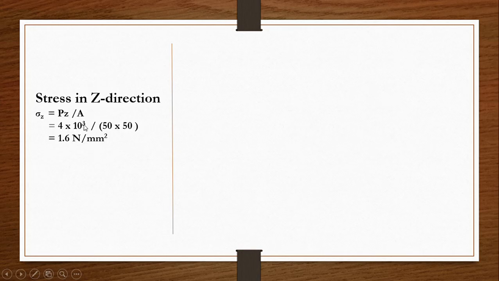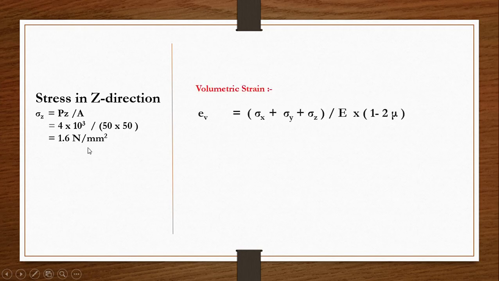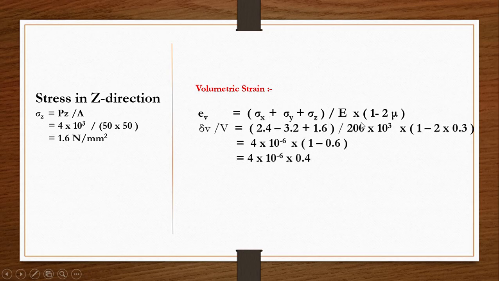For the third, the stress in the z direction, sigma z equals P of z divided by A, so 4 into 10 raised to 3 divided by 50 into 50 again, which is 1.6 Newton per m square. Now finally we have to calculate the volumetric strain, which is sigma x plus sigma y plus sigma z divided by E, into 1 minus 2 mu. Putting in all the values which we have already calculated.